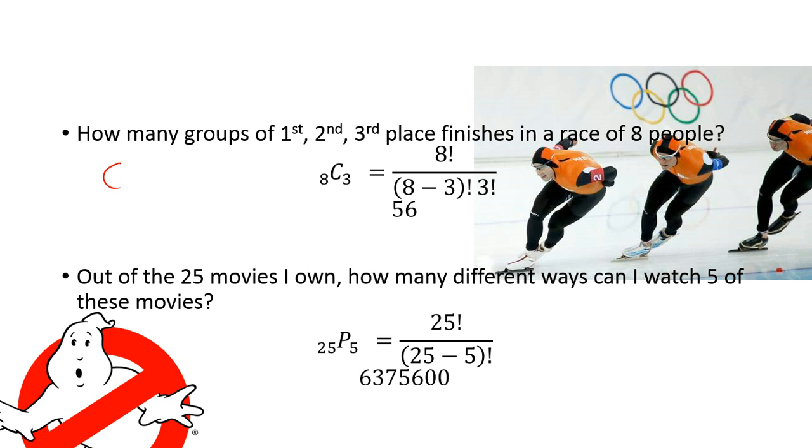Now, the permutation will always be greater than or equal to the combination. The combination will always be less than or equal to. There's very few cases when they're the same, but usually the permutation will be larger. Okay. So hopefully this is a good brief overview of everything that we have for the first section.